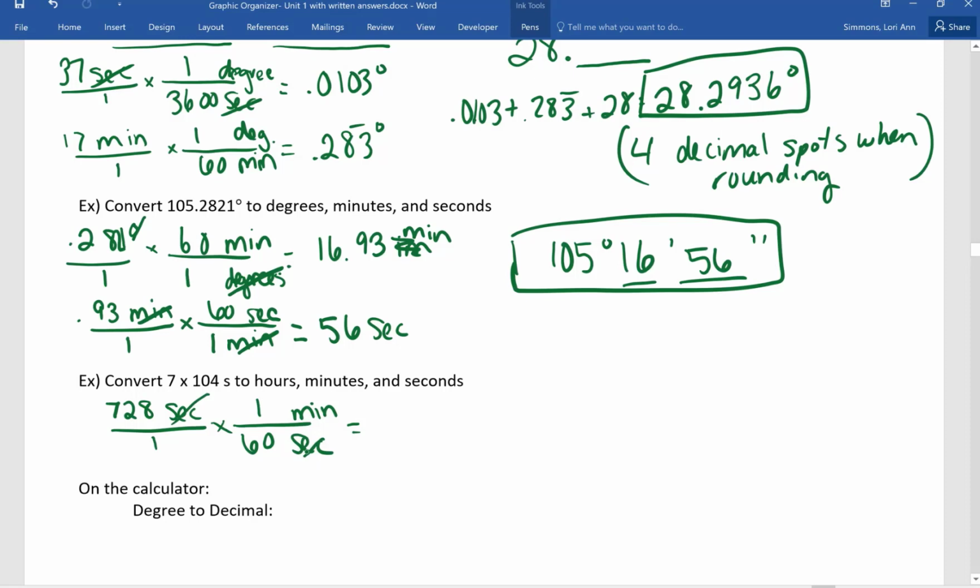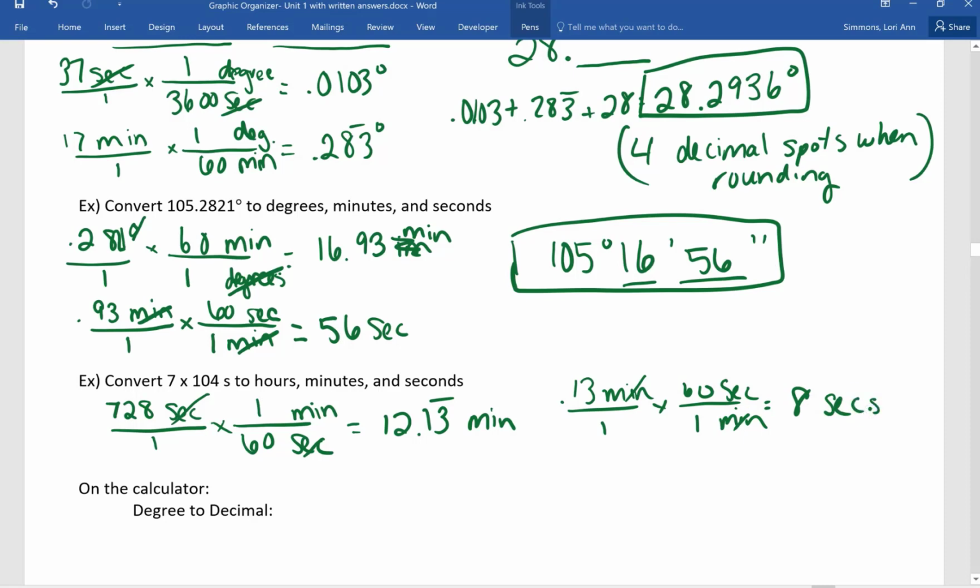Seconds cancel. So 728 divided by 60 is 12.13 repeating minutes. So we want 0.13, we want to know how many seconds that is. So we're going to go from minutes back to seconds. So 60 seconds in 1 minute. And that is 8 seconds. So 728 seconds is the same as 12 minutes and 8 seconds.